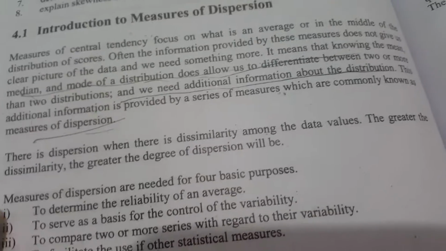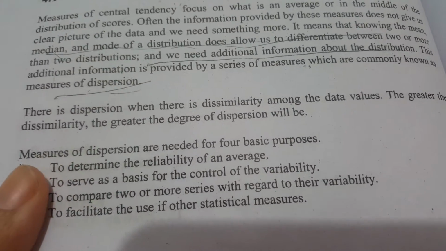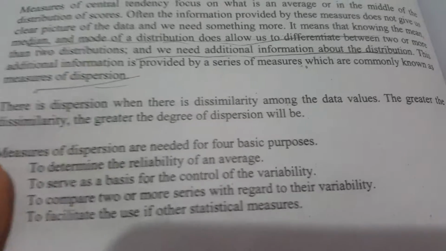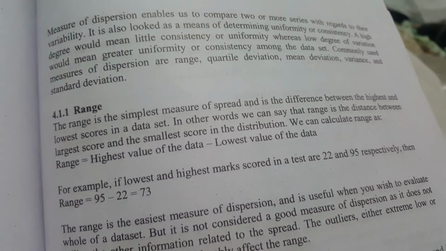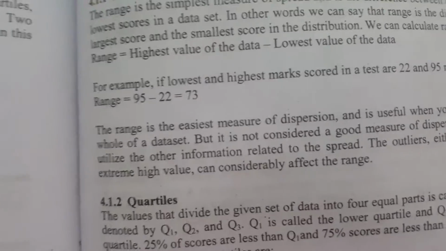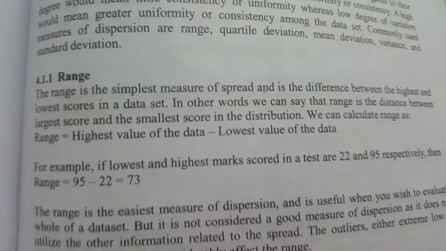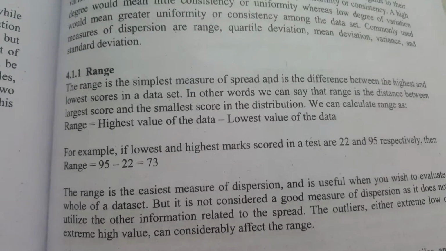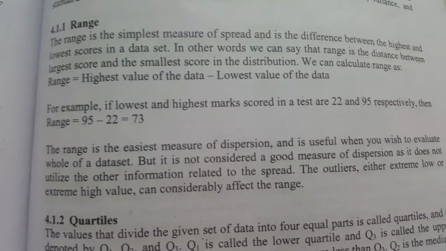The dispersion basically consists of range, quartiles, average, mean deviation, quartile deviation, variance and standard deviation. This is the way through which we find out the dispersion. These are the measures of dispersion. So range, how can we find out range?